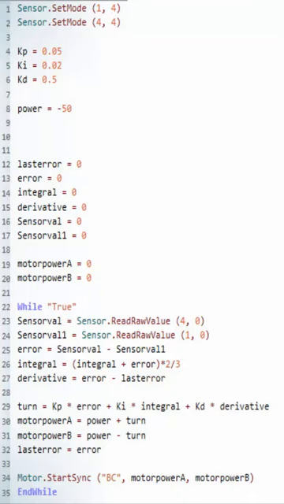Then the motor speeds are defined as motor speed A equals speed plus turn and motor speed B equals speed minus turn, and we set the last error as the current error for the next execution of the loop. And then the motors are started with these respective powers. The Kp, Ki and Kd values differ from robot to robot and can only be set using the trial and error method.